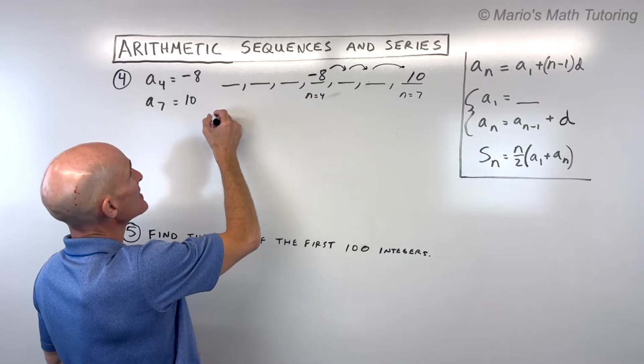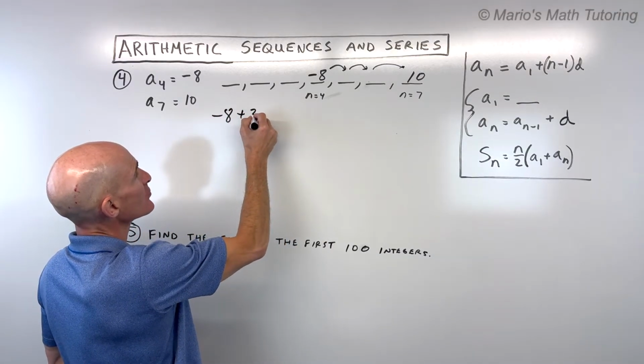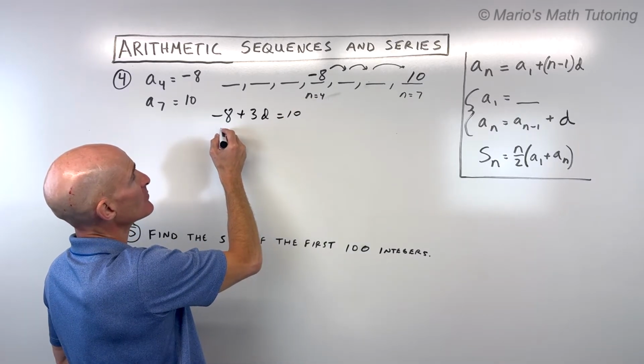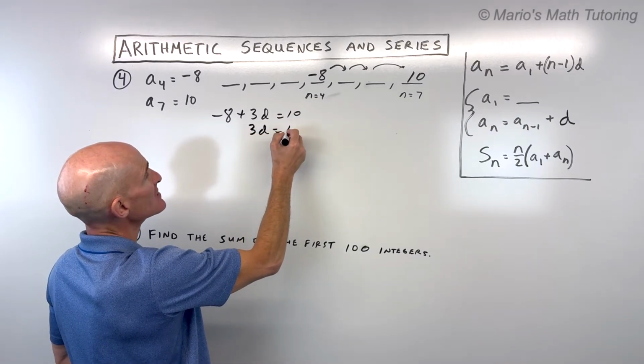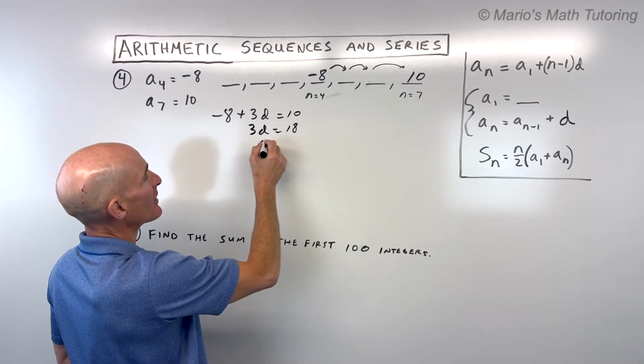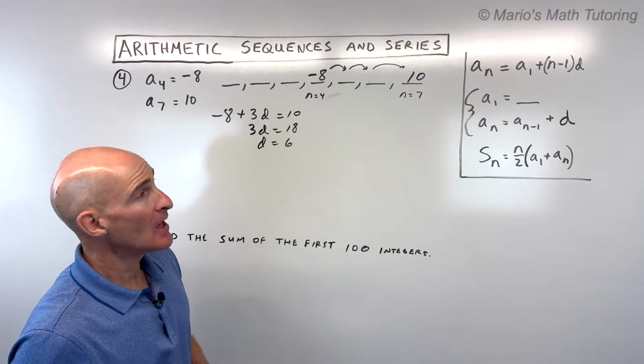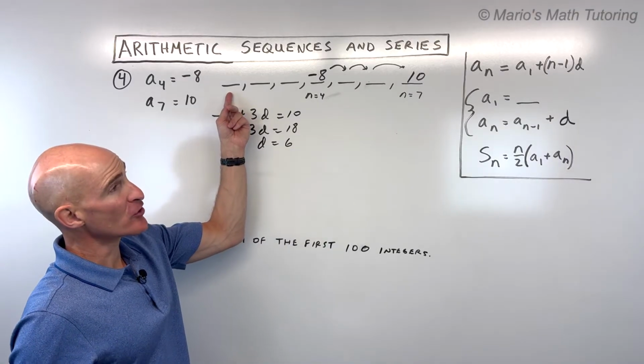So what we could do is we could say negative 8 plus 3 common differences will equal 10. If I add 8 to both sides, 3d is equal to 18. And if I divide by 3, d is equal to 6. So that's our common difference. The only thing is we don't know what the first term is.